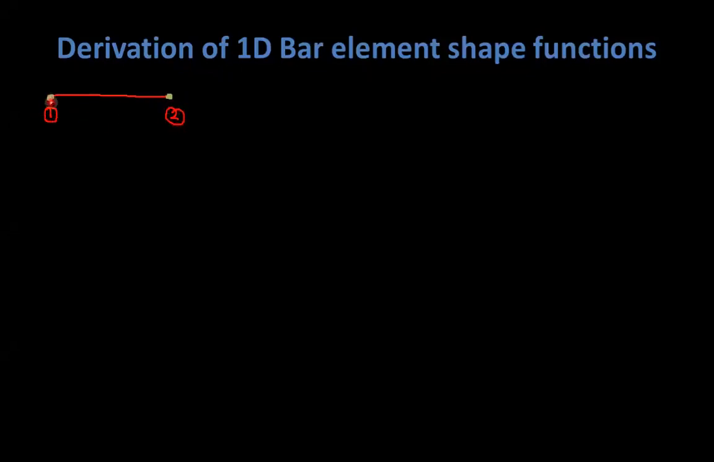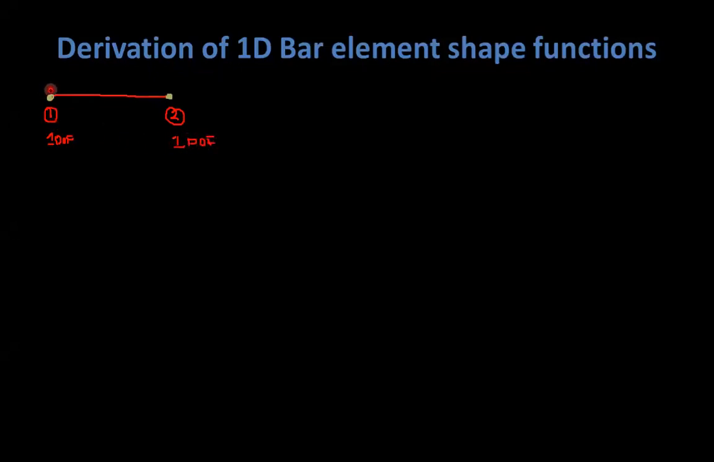I said that it is a one-dimensional member, therefore each and every nodal point has only 1 degree of freedom. So nodal number 1 has 1 degree of freedom. Similarly, nodal number 2 also has 1 degree of freedom.